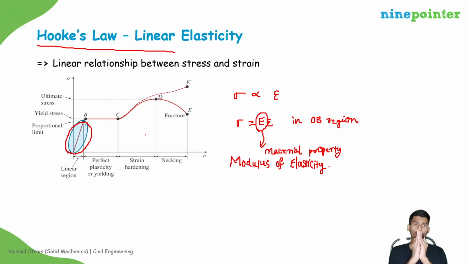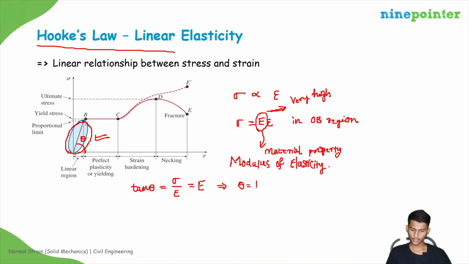Right. So in deformations, we only consider this region for solving how much the member will deform. Why? Because the value of E will be very high for the materials which we use in civil engineering construction. So the angle theta in this region will be given by tan theta equals sigma divided by epsilon, that is E, right? So theta is given by tan inverse of E.